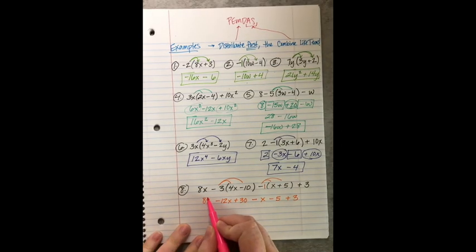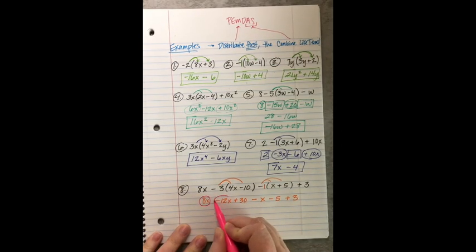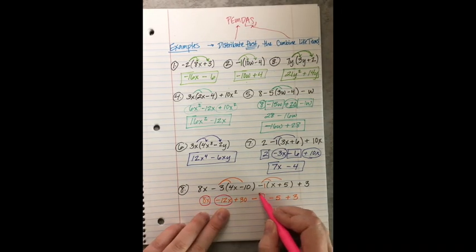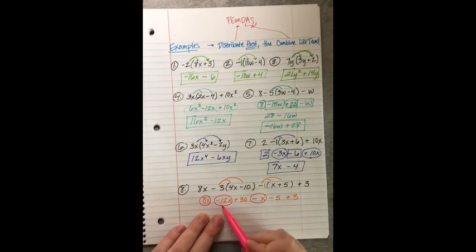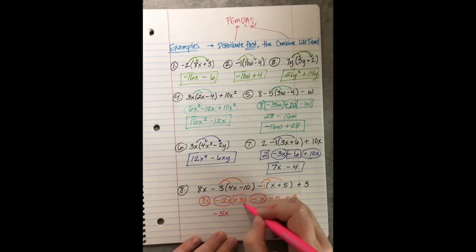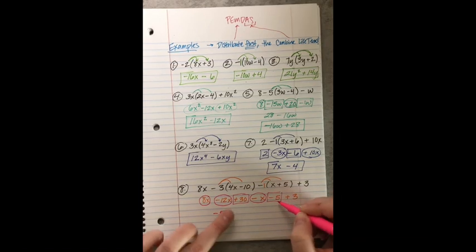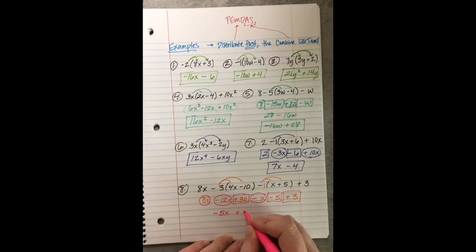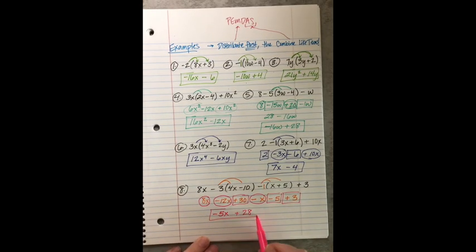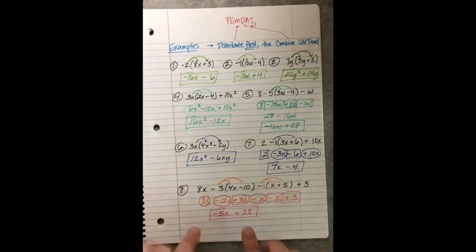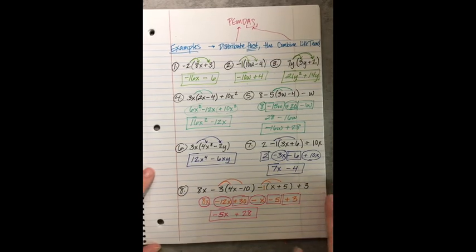So I'm going to start with my x's. 8x minus 12x is -4x, but I still have to subtract this x. So -4x minus 1x is -5x. +30 minus 5, that's 25. 25 plus 3, 28. Final answer, -5x plus 28. All of this garbage simplified down to -5x plus 28. Pretty dang cool if you ask me.